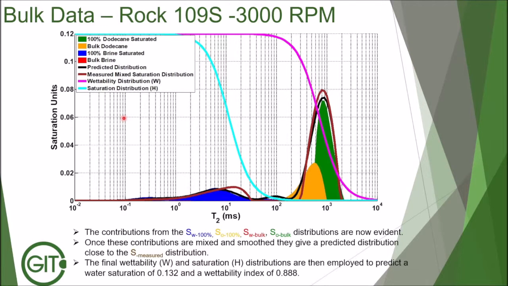This slide shows the contribution from each T2 distribution plotted on the same axis. The black line is the final predicted T2 distribution created by summing each of the predicted T2 distributions and applying some smoothing. So if you sum the yellow, the green, and the blue, and you apply some smoothing, you get the black. And as you can see, it agrees quite well with the measured distribution of mixed wettability and saturation shown here in brown. When the final wettability and saturation distributions are used, the water saturation is predicted to be 13.2% and the wettability is 0.888.